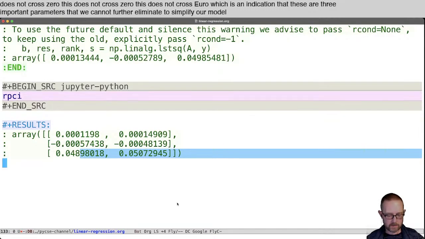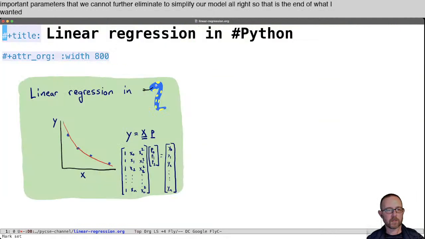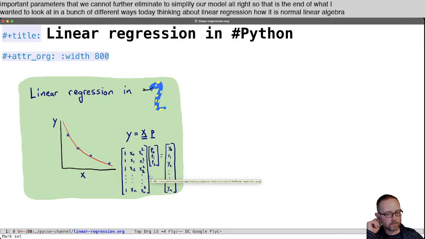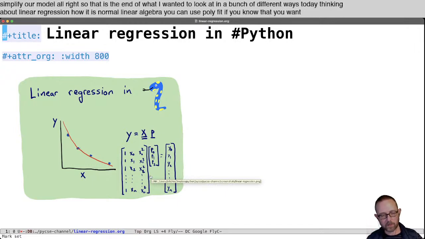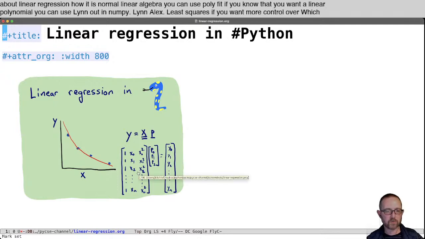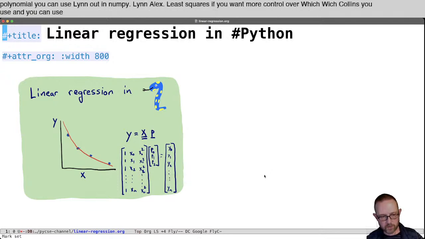All right, so that is the end of what I wanted to look at in a bunch of different ways today, thinking about linear regression, and how it is normal linear algebra. You can use polyfit if you know that you want a linear polynomial. You can use np.linalg.lstsq if you want more control over which columns you use. And you can use the regress function if you want to have confidence intervals on those parameters.